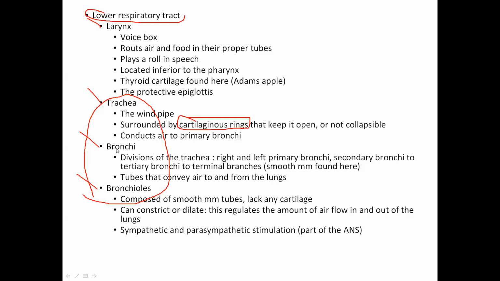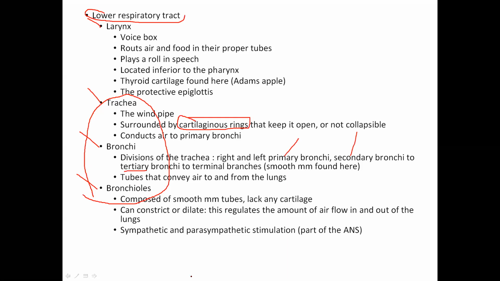Okay, the bronchi. The trachea divides into the bronchi, the right and left primary bronchi. Then the secondary bronchi, and then eventually the tertiary bronchi. It's kind of like a tree, right? You've got one branch that splits into more branches, and those split into more branches, and so on. The lungs behave similarly.